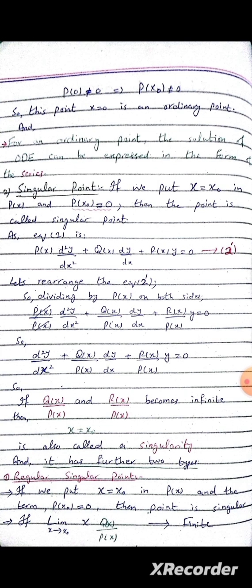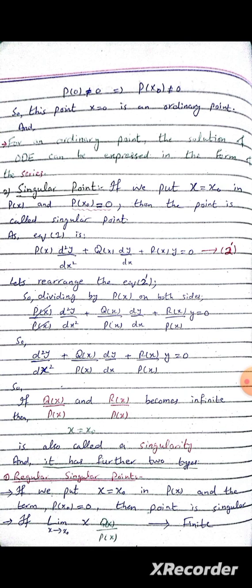And now, point number 2, singular point. If we put x is equal to x naught in p of x and p of x naught is equal to 0, then the point is a singular point. Take the general ODE as p of x into d square y by dx square plus q of x into dy by dx plus r of x into y is equal to 0. Now rearranging it by dividing by p of x on both sides, the desired result is d square y by dx square plus q of x by p of x into dy by dx plus r of x by p of x into y is equal to 0. So if q of x by p of x and r of x by p of x become infinite, then it is called a singularity.